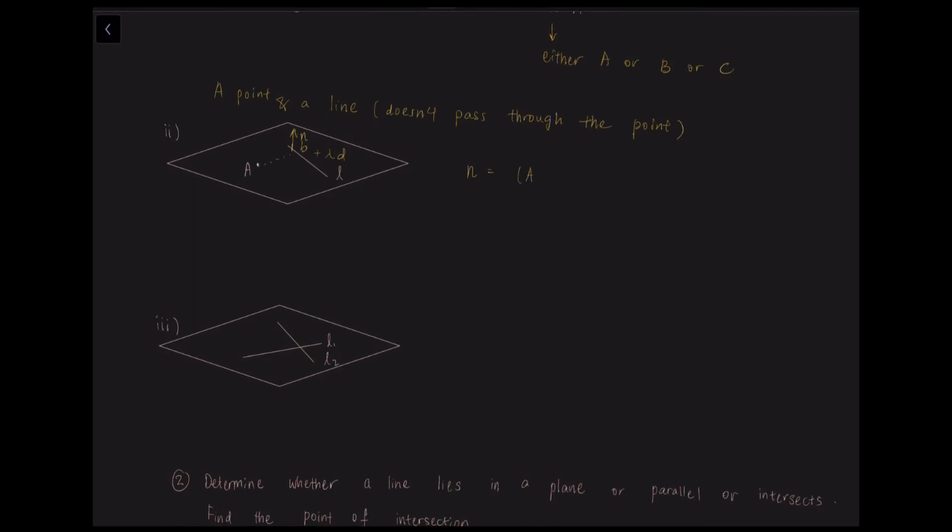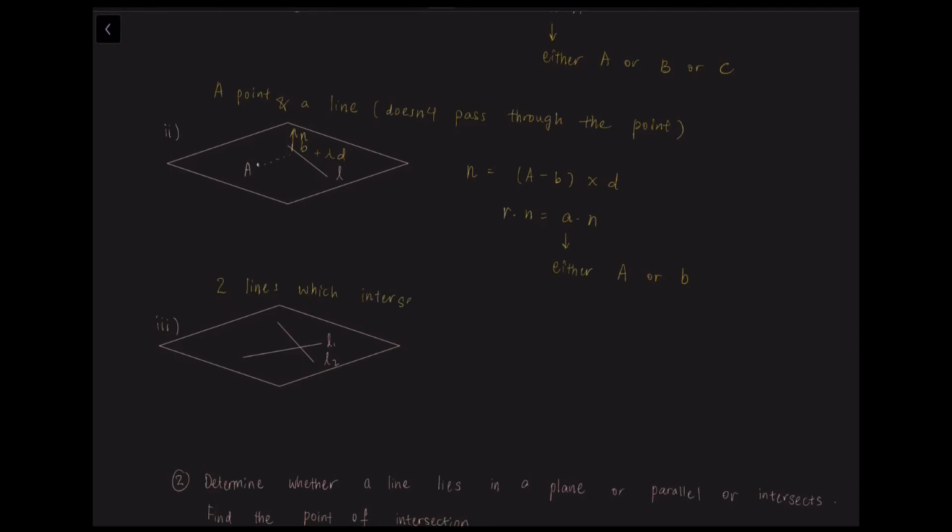And then once you get the normal, you can basically redo whatever we have done in case 1. So we have r dot n equals a dot n. And then the a can be the point A or the point B from the line equation. And you can basically solve for the equation of the plane in this case.